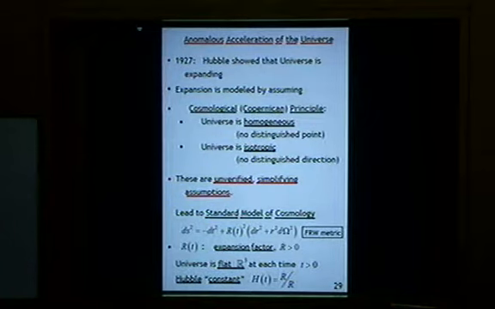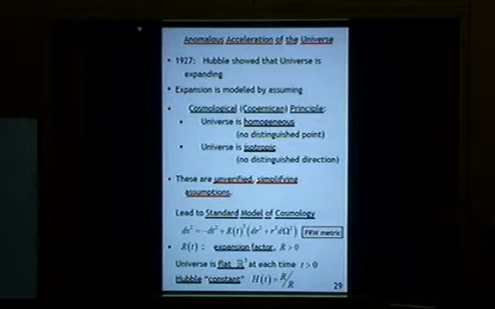The mathematical model for the expansion assumes what's called the cosmological or Copernican principle. That is, the universe is homogeneous, so every point is like every other point, and the universe is isotropic, so if you look in any direction, you see pretty much the same. But you have to look way out. You can look at the sun, and it's different than looking to the right of the sun, but you have to go way out on the biggest scales to see that. So these hypotheses are unverified, simplifying assumptions.